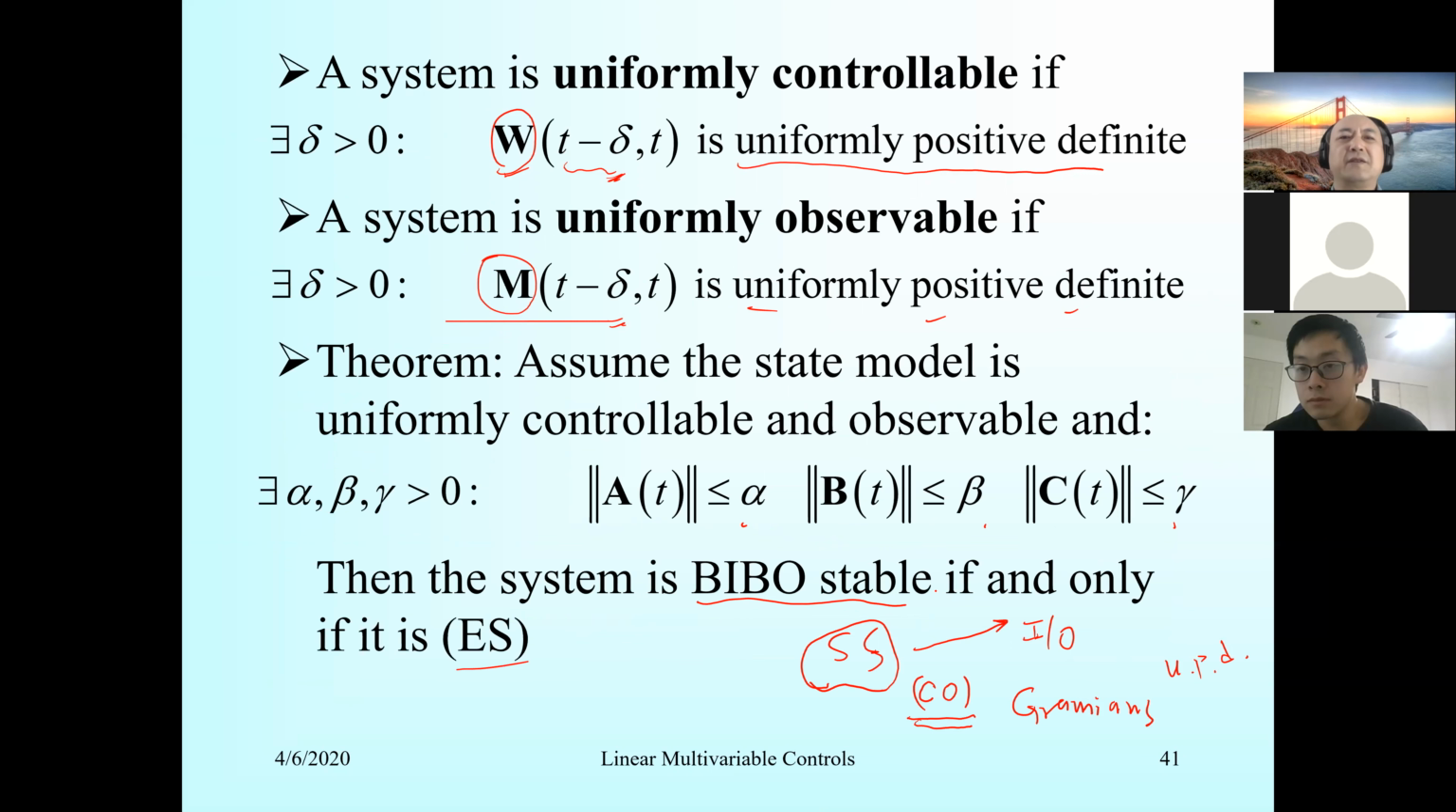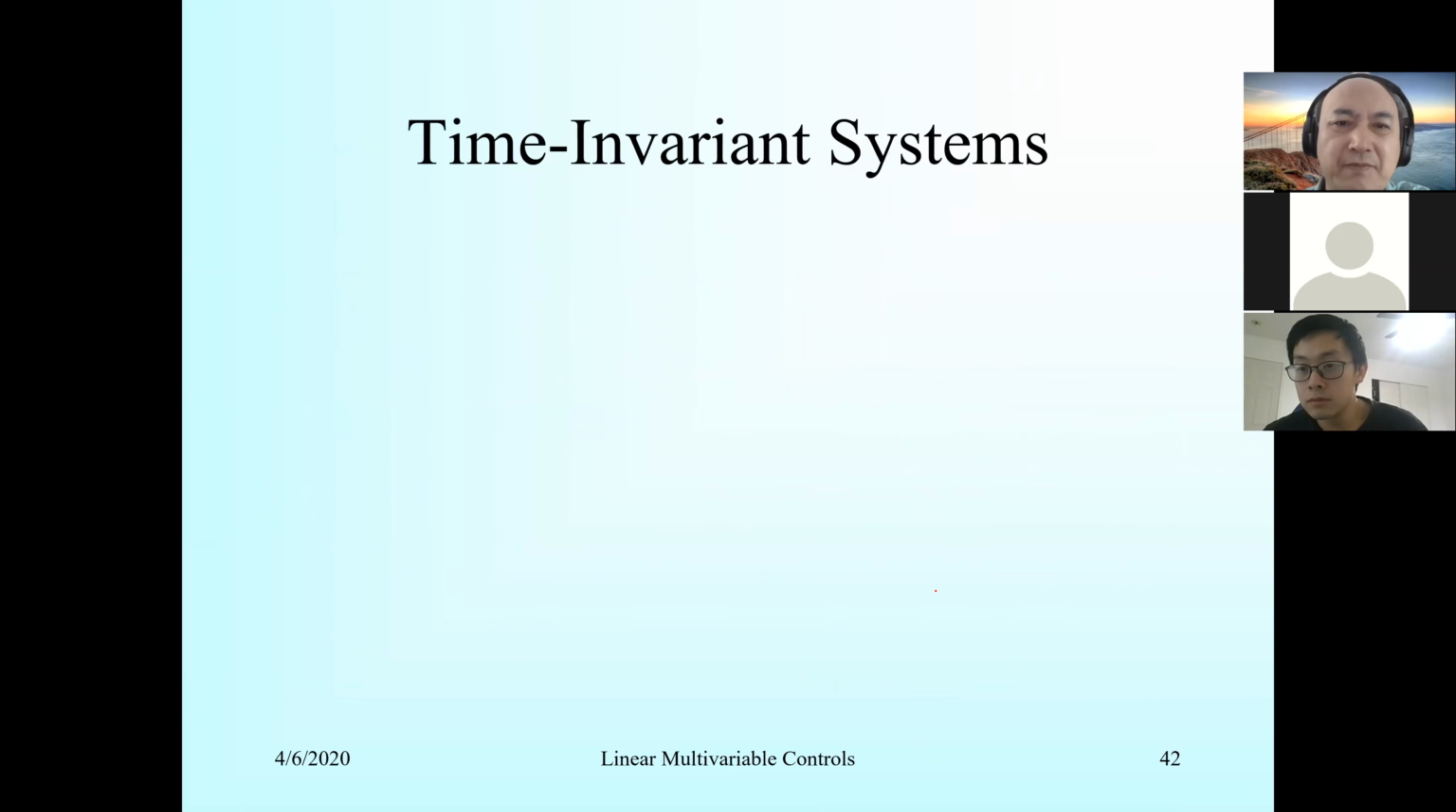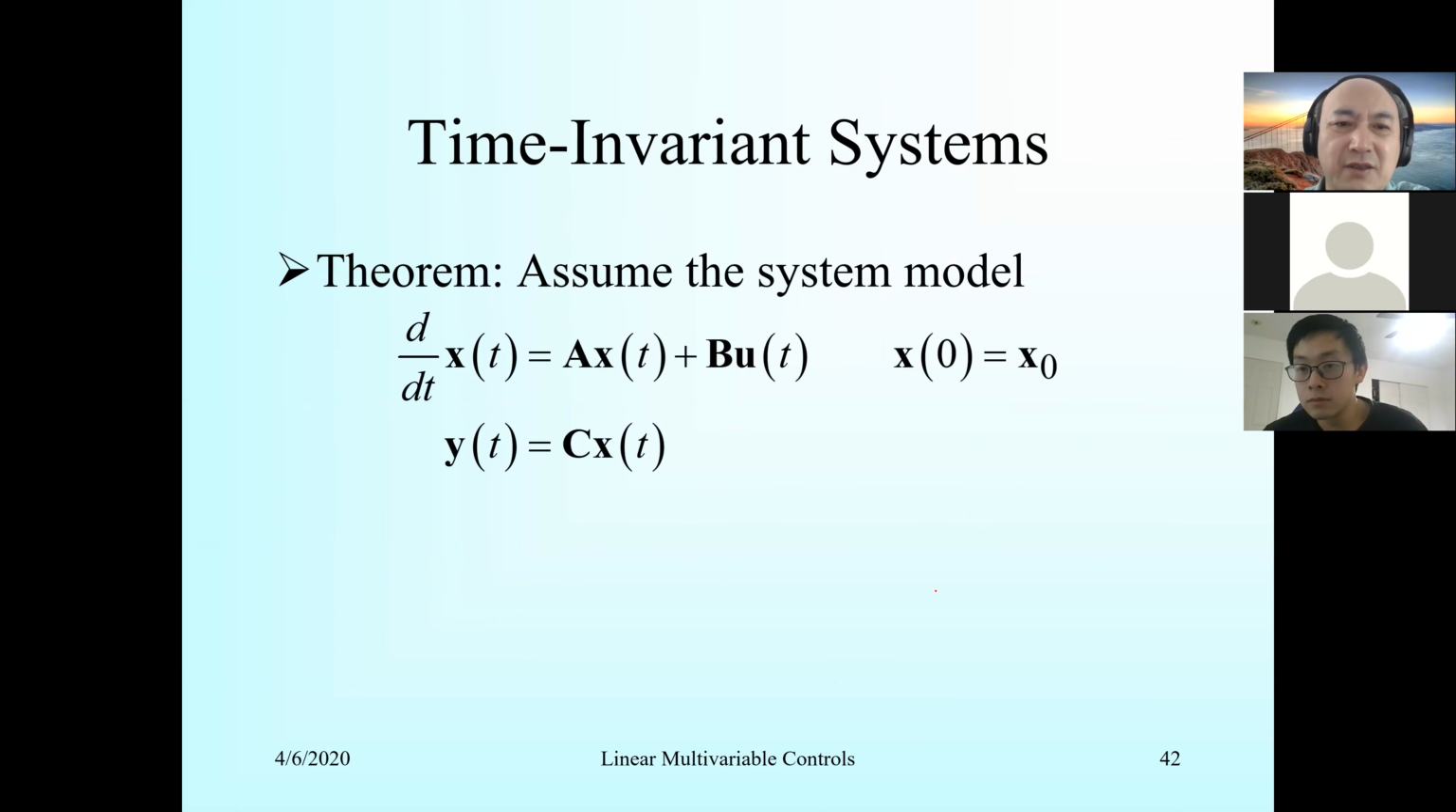So let's say uniformly controllable, uniformly observable, meaning for any time. Then the state space model is uniformly controllable, observable, and all bounded. The system is BIBO stable if and only if it is exponentially stable. This is for the time varying system.